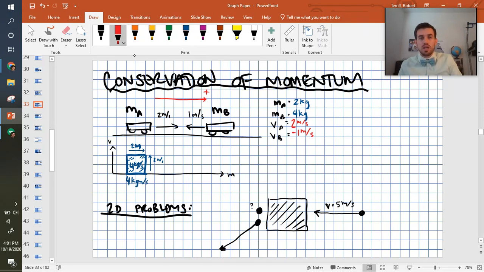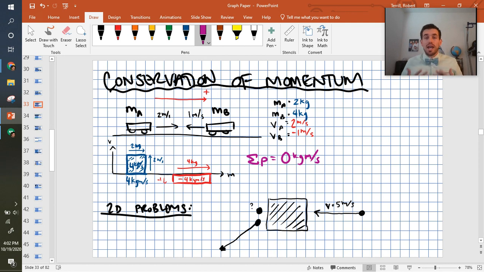For the other one, for mass B, it is 4 units of mass. So that's going over 4 kilograms. But it has a velocity of -1. So I'm going down 1 instead. That's -4 kilogram meters per second. So if I figure out the total momentum for this system, the sum of the momentum is 0 kilogram meters per second.